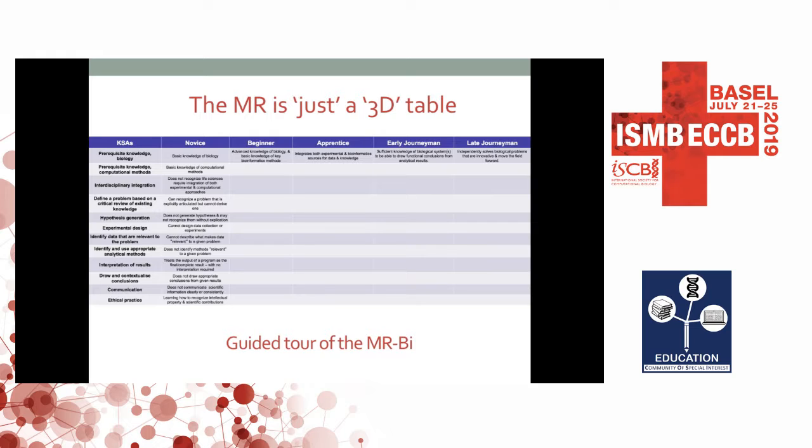It's just a table. It's just a 3D table, a matrix that you can use in order to try to fit yourself or an individual in a way. So let's see if I can guide you through the Mastery Rubric for Bioinformatics. On the left-hand side here, you have the knowledge, skills, and abilities.